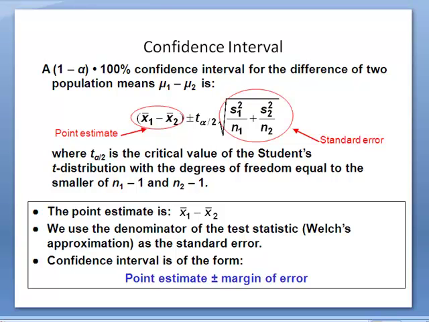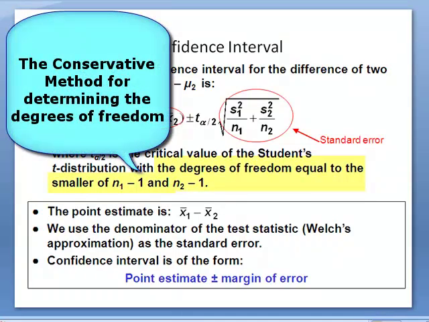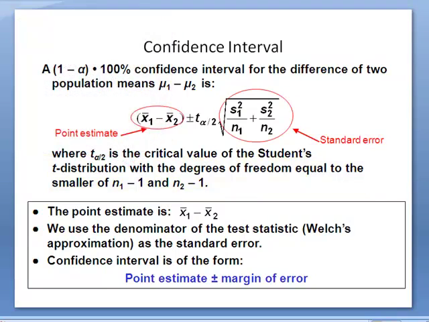Here we're going to see how we find the degrees of freedom. We're going to use what's called the conservative method. The conservative method is we look at the two sample sizes, take the smaller of the sample sizes and subtract 1 from it. And that would be our degrees of freedom.